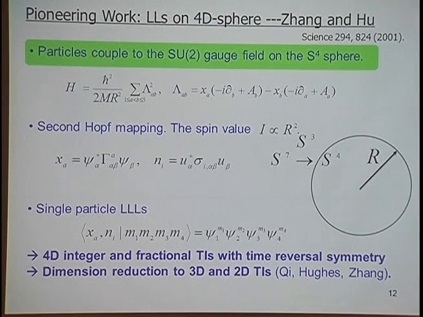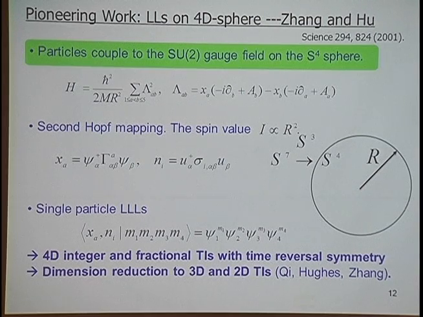Now, if we want to go to a higher dimension, then we don't have a complex number anymore. There's pioneering work by Professor Zhang and Jiangping Hu, who beautifully extended the Landau level to the 4th dimension, putting in the background of an SU2 gauge field on the compact space of the S4 sphere. This used a sophisticated mathematical concept, the second Hopf mapping. They constructed both the integer and the fractional quantum Hall states.